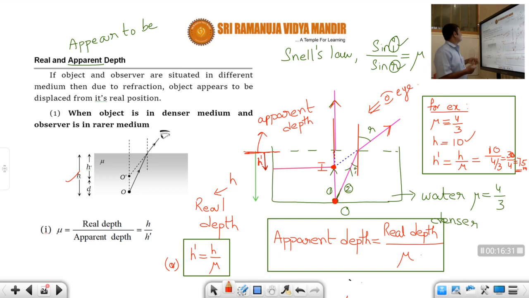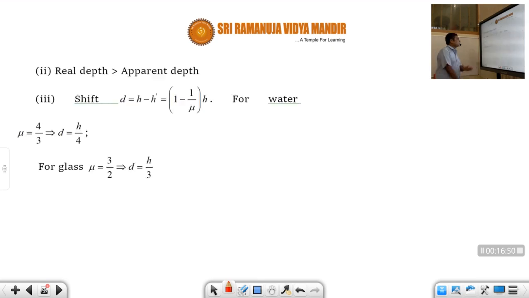So what is the relation between apparent depth and real depth? Apparent depth is equal to real depth by mu. It is always less. Okay, students. Now let us move. So real depth is always greater than the apparent depth. Okay, students.